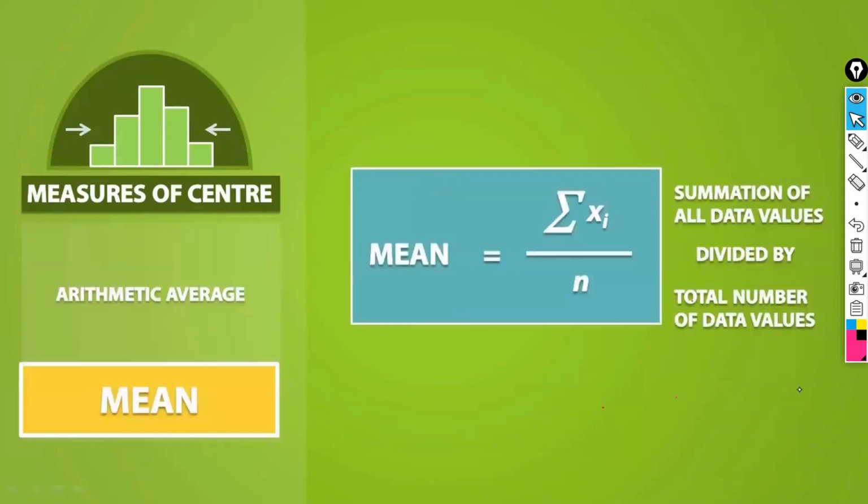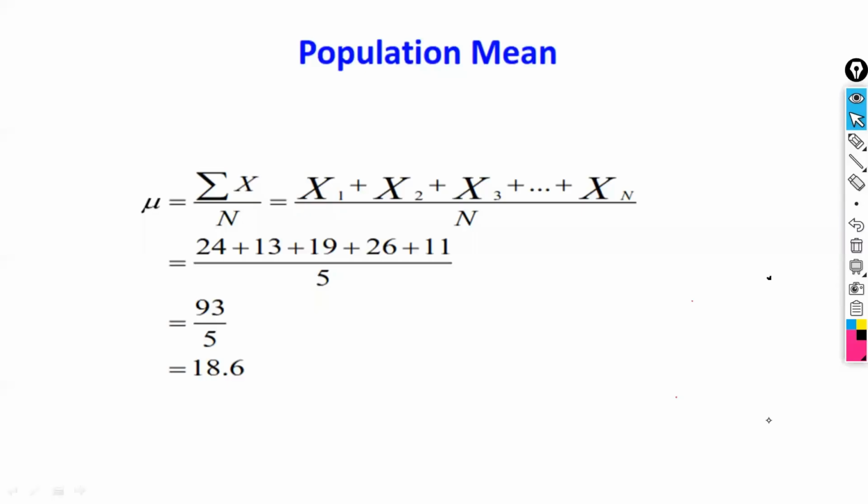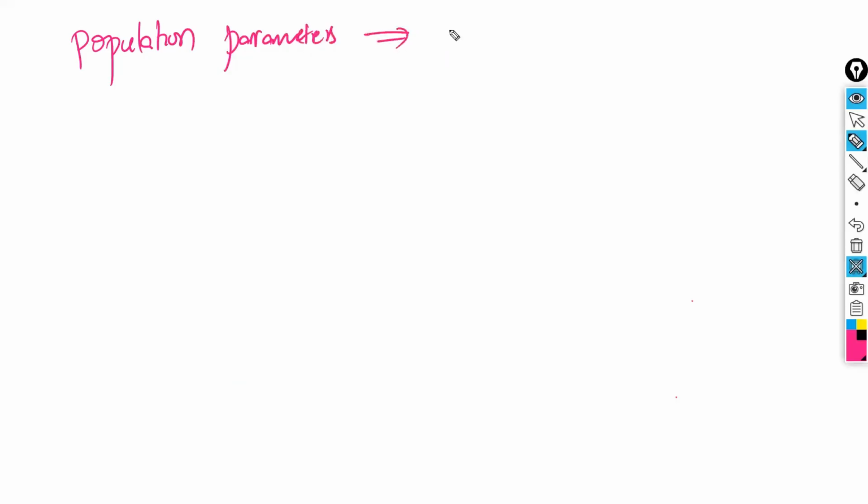Right? Next one is mean. Mean is nothing but the sum of the data points divided by the total number of data points. For example, if the data given is population data, it is called population mean. If you are working with sample data, it is called sample mean. Generally, whatever the population parameters are, they are represented by Greek letters.